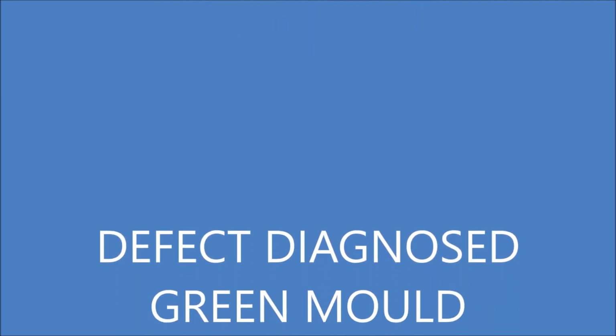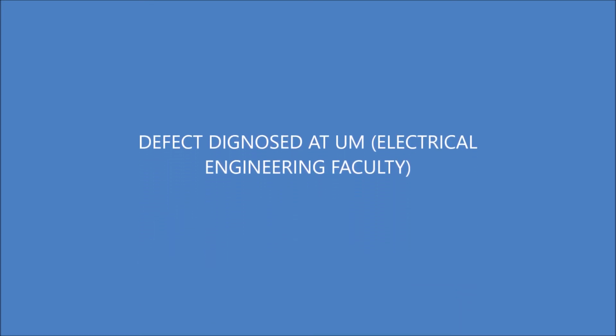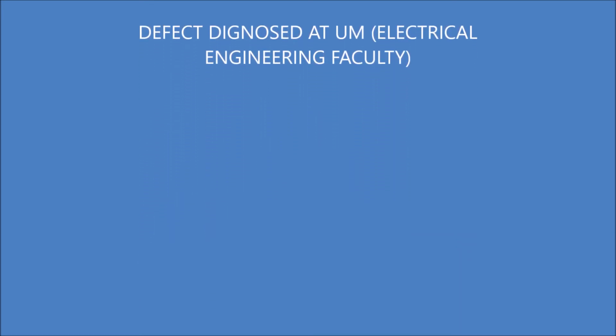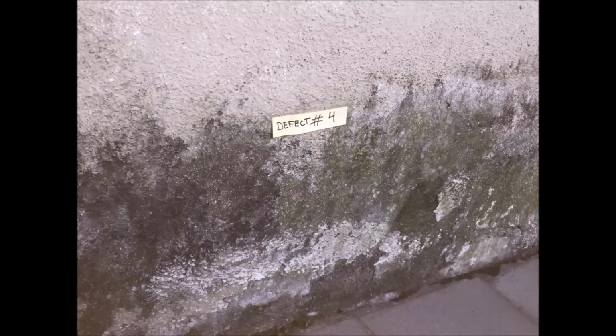However, the fourth defect is a green mold, which is diagnosed at Electrical Engineering faculty. Green mold is also very common in houses, and like blue mold, often appears in damp areas and damp corners. It is a type of fungus on the wall caused by dampness.